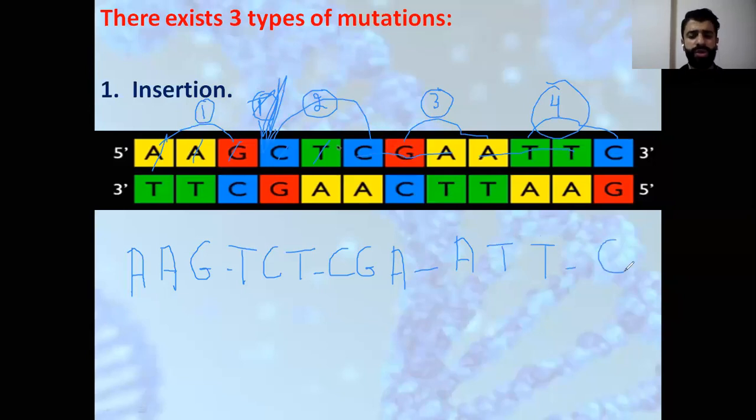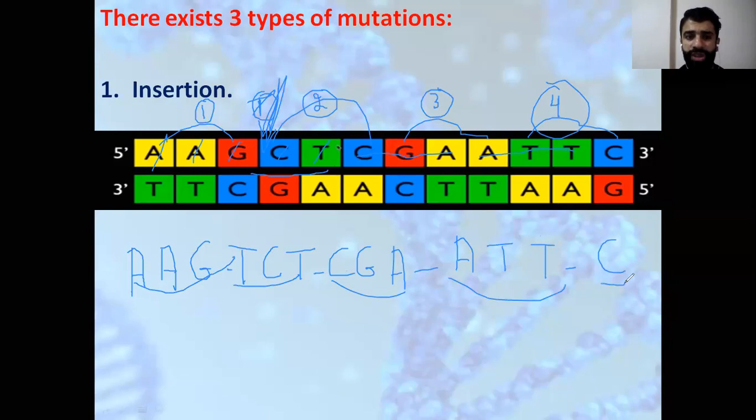Do you see what we did here? We did a shifting from the 4th nucleotide. So AAG is the same, the first codon. Starting from the 4th, we inserted T, so it became TCT. So we shifted by 1. Then CGA, then AAT, then C, removed all of them.